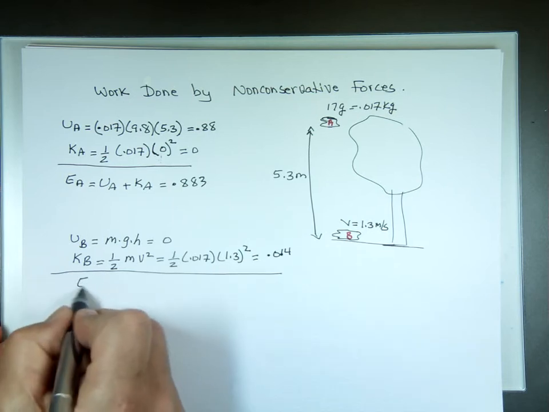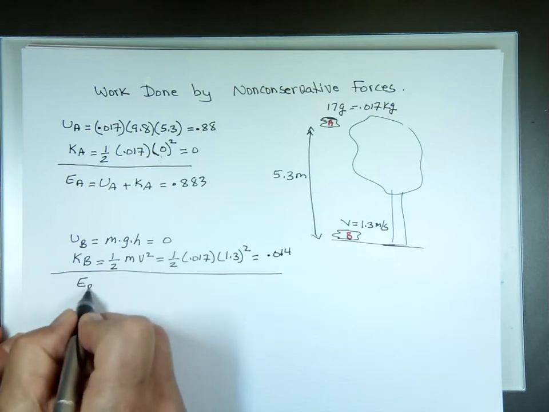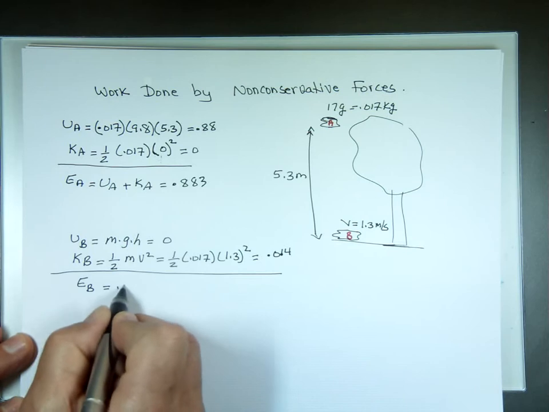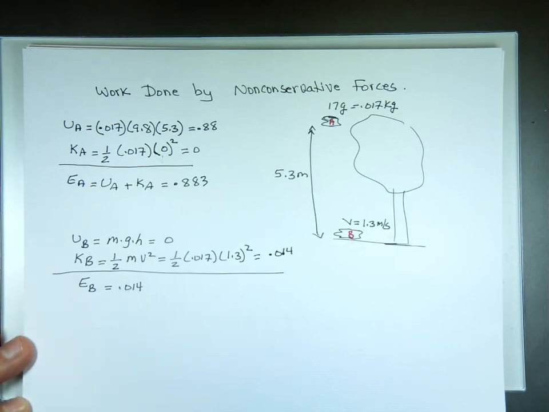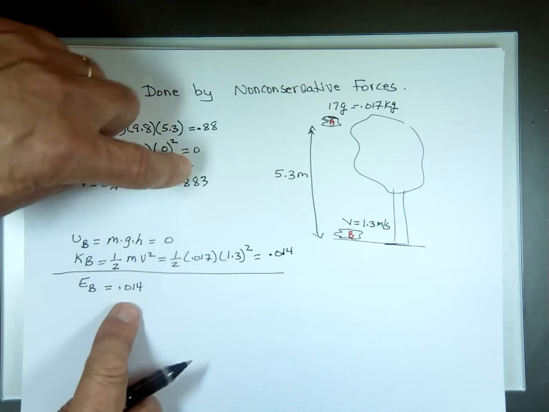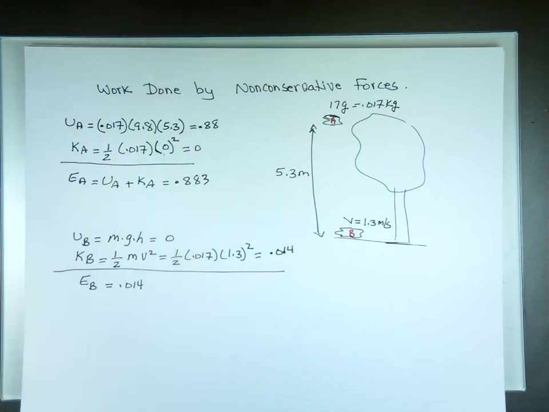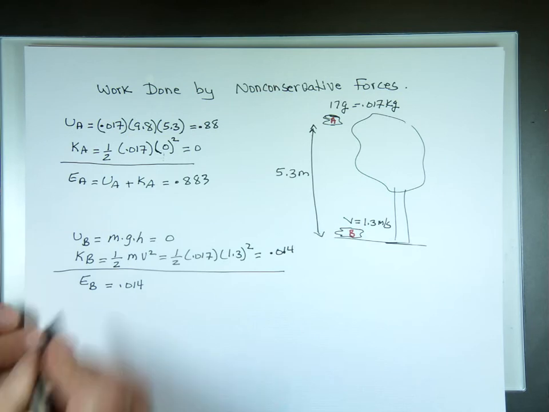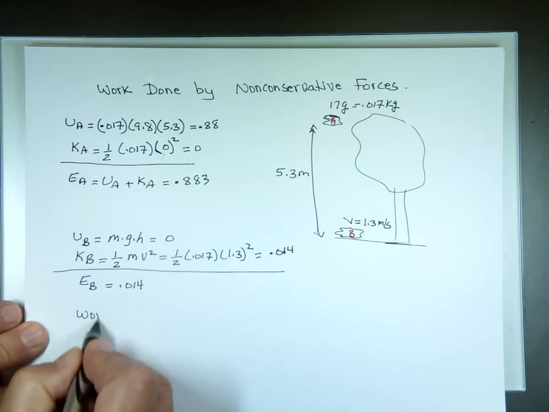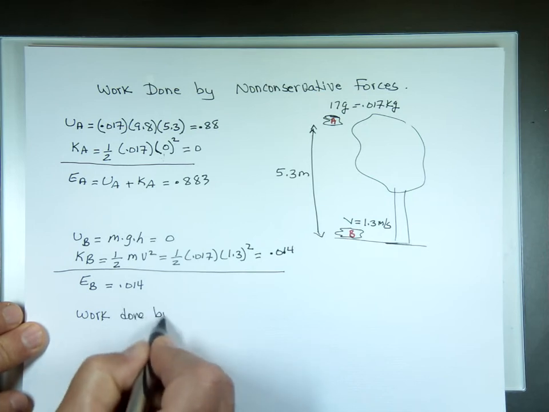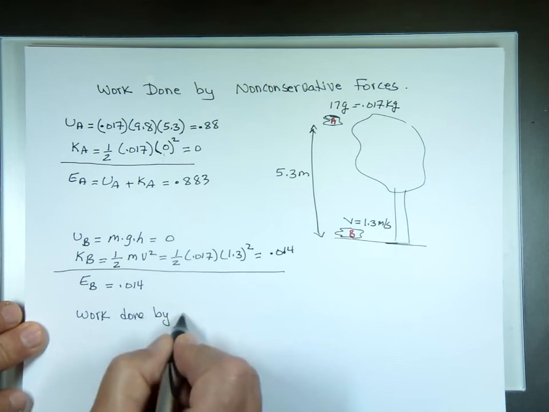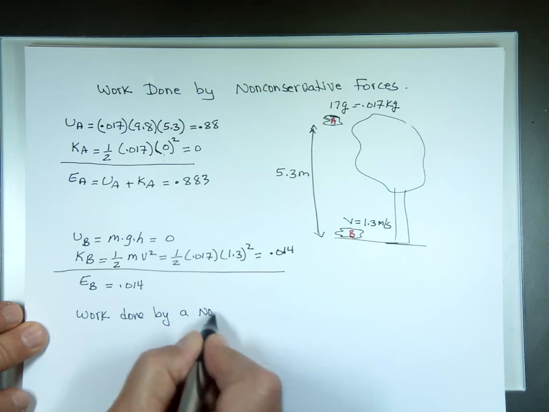So what is my total mechanical energy at B? It's 0.014. Are these numbers the same? No. So actually we have work done by the non-conservative force. Work done by a non-conservative force. We're talking about friction.